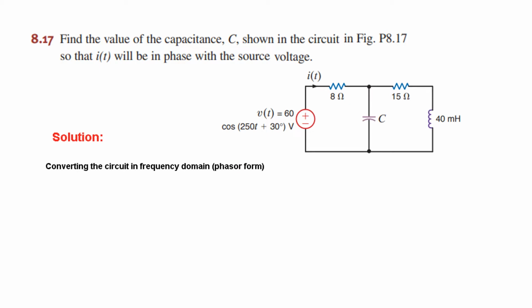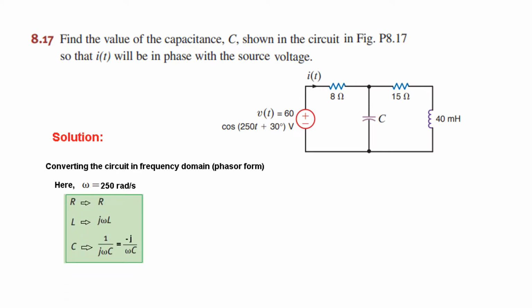Now, first of all, we have to convert the circuit into frequency domain or phasor domain. Omega is 250. From here you can see cos omega t. And we know how to convert resistance, inductance, capacitance into phasor domain. Especially for capacitance, I prefer to use this minus J divided by omega C instead of 1 over J omega C.